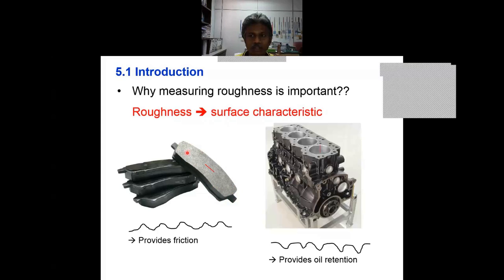Okay, if you take a look, it's a brake pad. Very good. It's a brake pad. And what about this? I think you all know this. What is this? Anyone? Engine. Engine cylinder. Okay, cylinder.